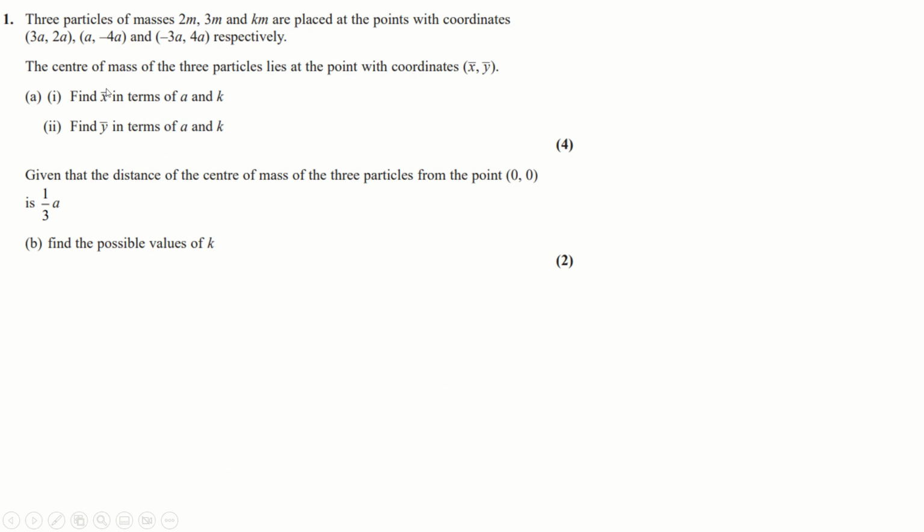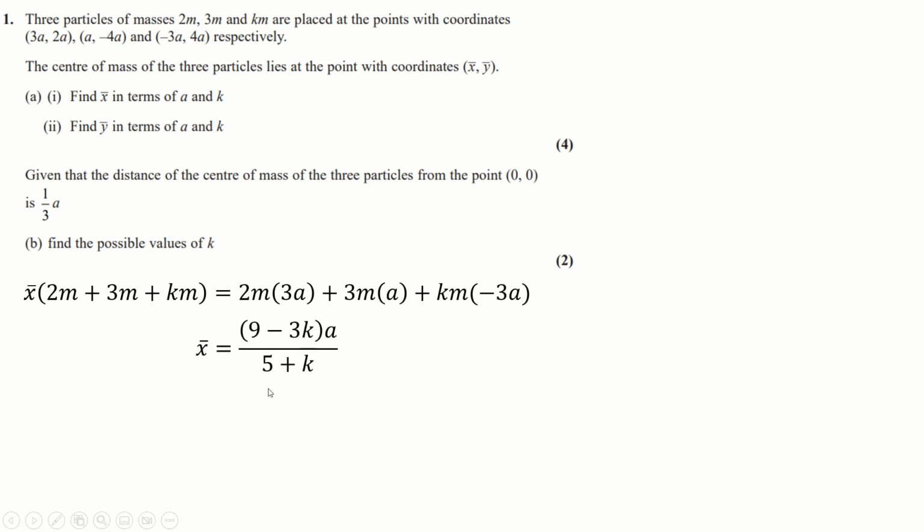It's just x bar times the total mass, which is 2m plus 3m plus km, is equal to 2m times 3a plus 3m times a plus km times minus 3a. And you sort this out, you divide by this, and you get that. It's sort of like taking moments. I mean, it is taking moments, isn't it? But it feels like the same idea as well when you're doing it.